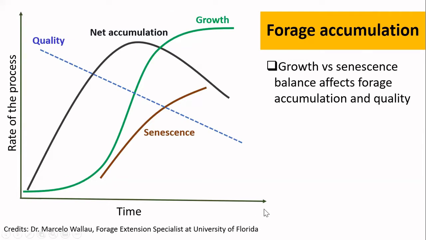So this graph represents time on the x-axis, and on the y-axis we have the rate of the process. And here we have quality, net accumulation, growth, and senescence. And each one of them has a different color here, representing what's happening over time. And just as a general reference, our recommendations for when we should be harvesting or grazing a species or a pasture usually try to optimize to be in this range here that optimizes the accumulation and growth, but also the quality of the material that you are going to have there to offer to your animals.